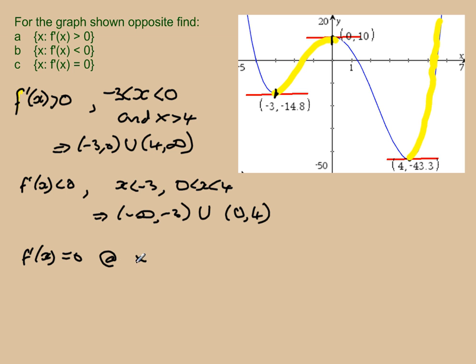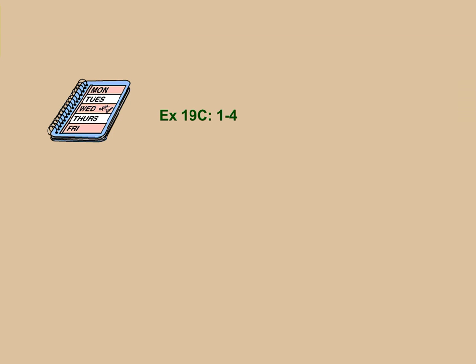And then finally, the derivative is 0 at each of the points at x equal to -3, 0, and again at x equal to 4. So there's the three distinct parts of it. So 0 gradient here, in this particular case, it's what we call a local minimum, local maximum here, and we have a local minimum here as well. So now you should be able to do exercise 4C, questions 1 to 4.